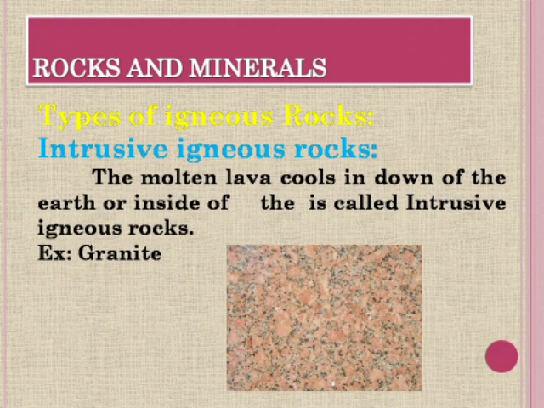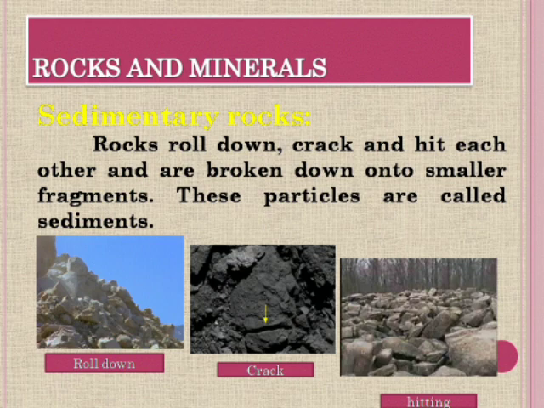What is meant by intrusive igneous rocks? The molten lava that cools down inside of the earth, we call intrusive igneous rocks. For example, granite. See the next slide, children.